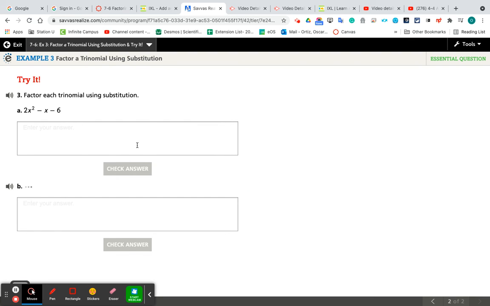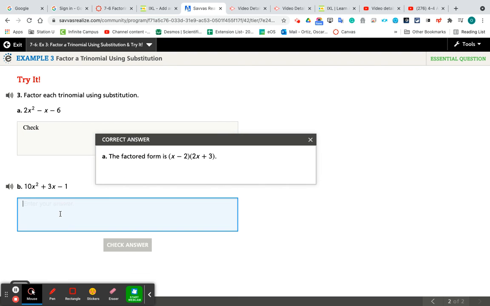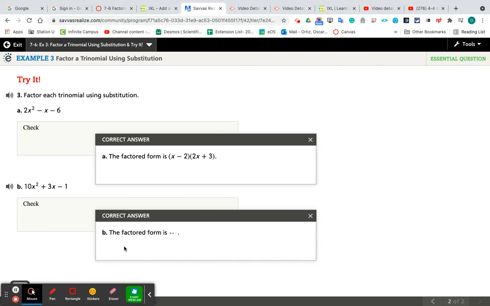So now try these two problems. Pause the video, and try the next one. Check your understanding and be ready to ask questions in case you have any.